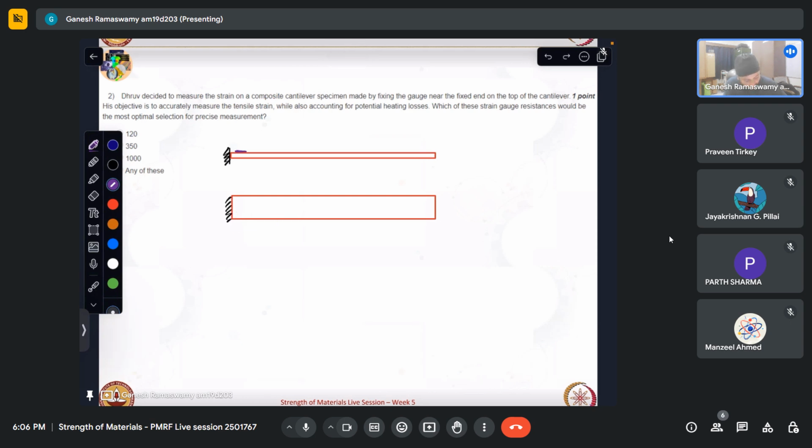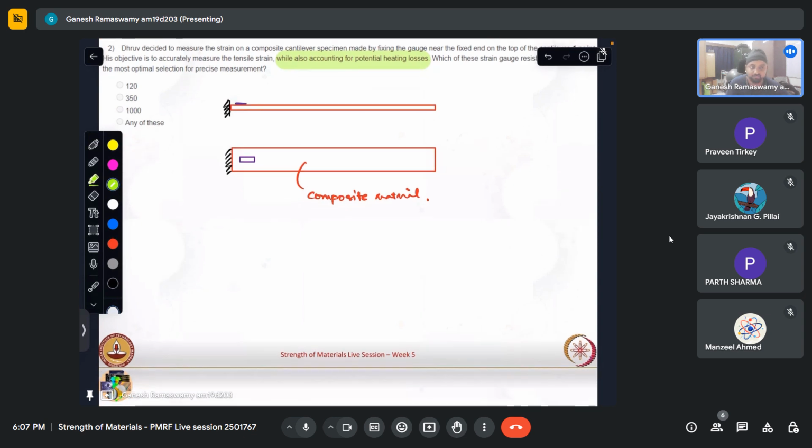I'll go into what that is. We'll come to that in a minute. So he has pasted it, and this is a composite material. At the top of the cantilever, his objective is to accurately measure the tensile strain while also accounting for potential heating losses. So which of these strain gauge resistances would be the most optimal for precise measurement is what is asked.